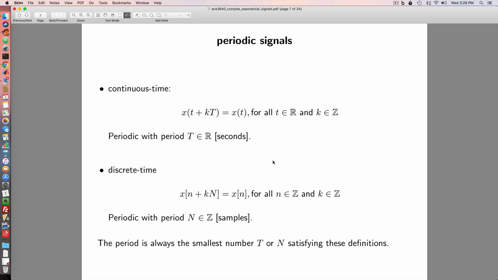So the first thing is periodicity, and here we're seeing the definition of periodicity for continuous time signals.